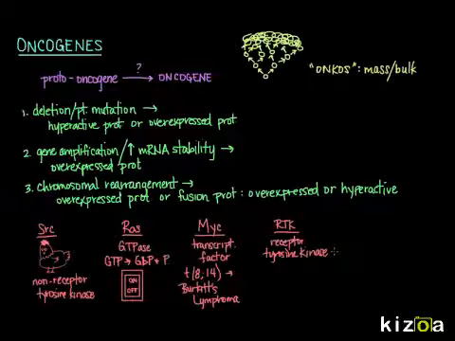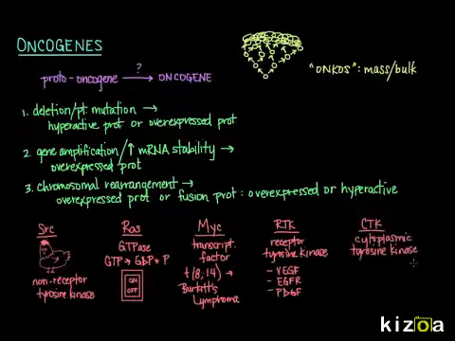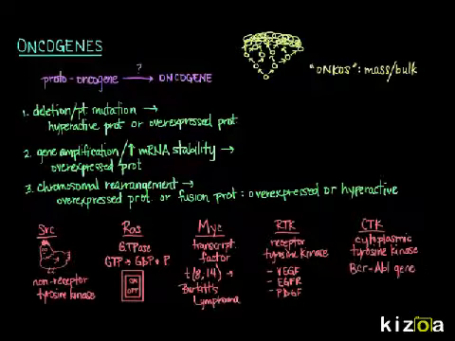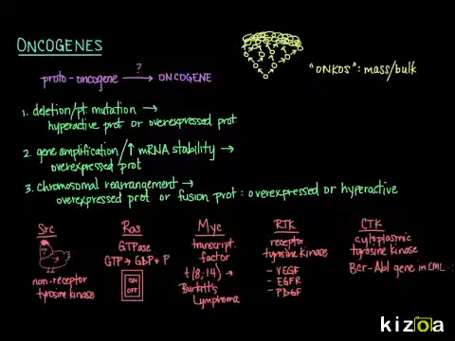Some well-known examples of receptor tyrosine kinases are vascular endothelial growth factor, or VEGF, epidermal growth factor, or EGFR, and platelet-derived growth factor, PDGF. And finally, we have the cytoplasmic tyrosine kinases, which mediate responses to the activation of receptors of cell proliferation, migration, differentiation, and survival. A well-known example is the BCR-ABL gene in chronic myelogenous leukemia, or CML, also known as the Philadelphia chromosome.